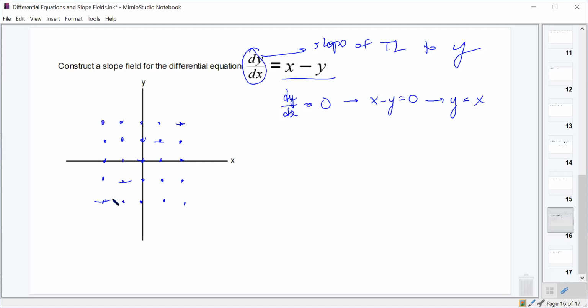All right. So now we'll do the same thing with dy dx equals 1. What does that tell us? We know that x minus y equals 1, which tells us that y equals what? X minus 1. Exactly, which is this line down here, if I'd drawn it better. And so those will all have a slope of 1.